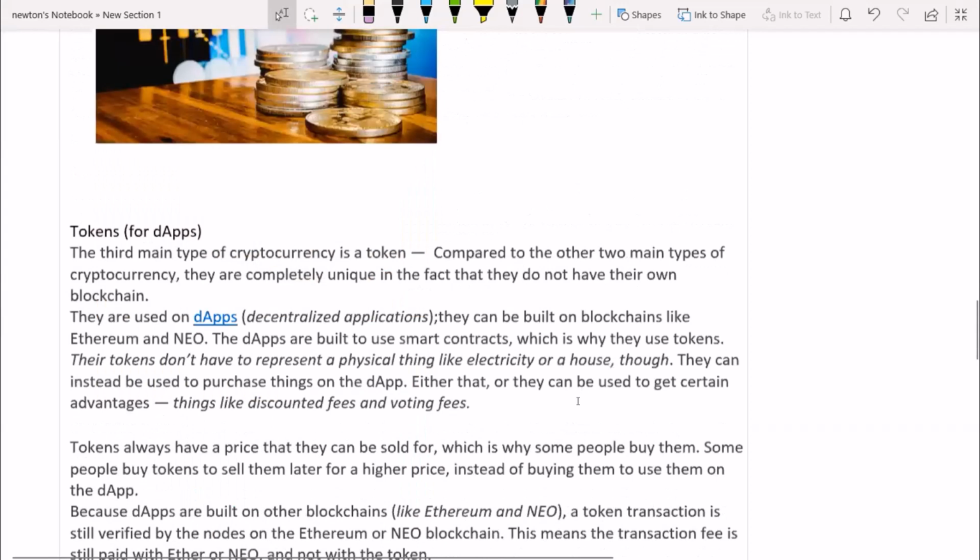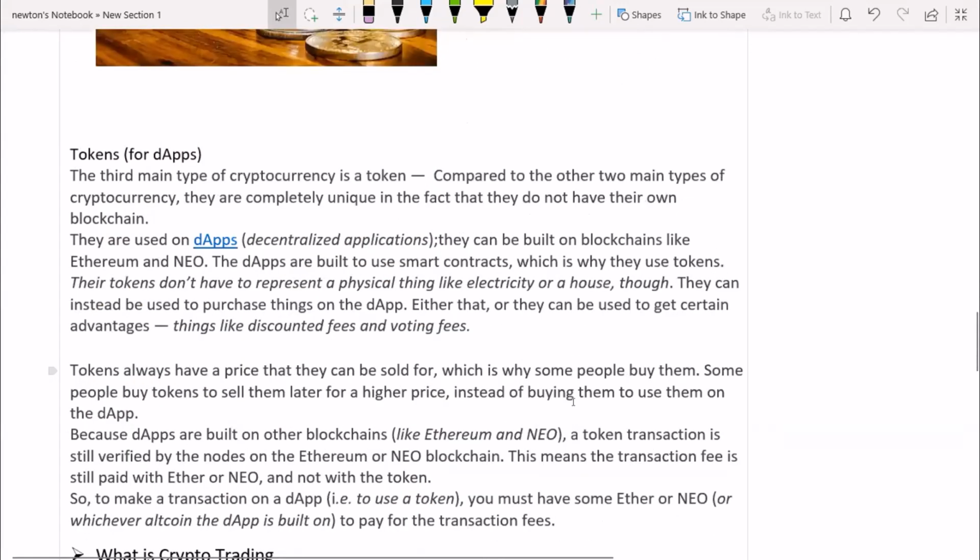And then we have the tokens. Now, what are tokens? The third main type of cryptocurrency is a token. Compared to the other two main types, they are unique in that they do not have their own blockchains. Let me give you this instance. We have this company called Apple, and Apple happens to be a very, very big company.